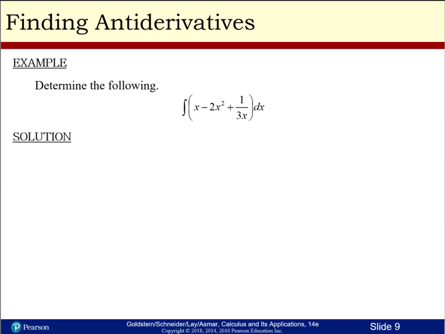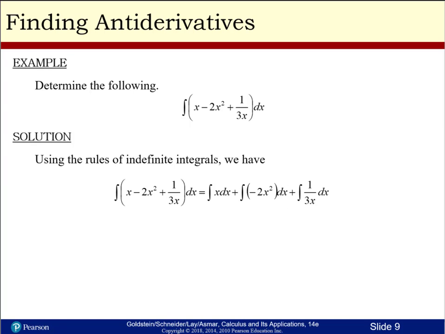So let's play. Now, determine the following. We have the integral of x minus 2x squared plus 1 over 3x dx. We have quite a few rules that we're going to follow here, so let's use these rules. We're going to first separate this into three separate integrals because we have a sum of three different things here.